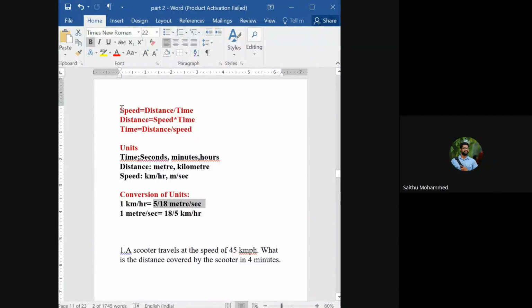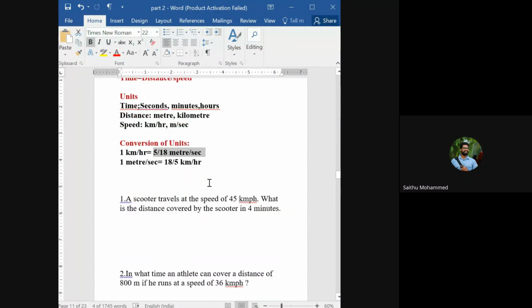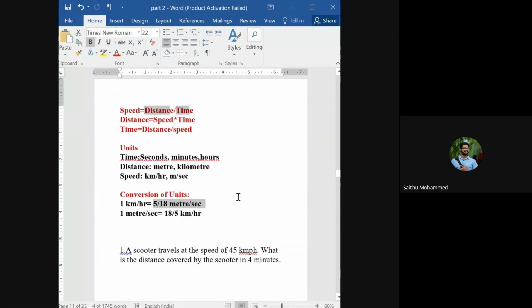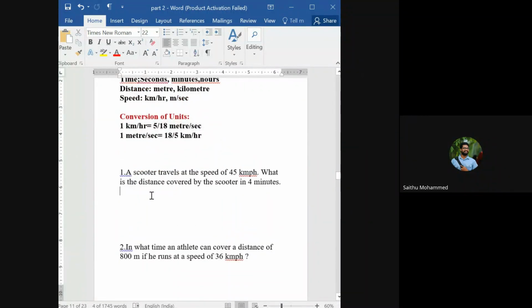Okay, so in any speed, distance and time question, if it is speed that you have to find, you will be given distance and time. If it is distance you have to find, you will be given speed and time. And if it is time that you have to find, you will be given distance as well as speed. Okay, so this is how the questions will be framed. The speed, distance question will be asked. Now let's move on to the question.